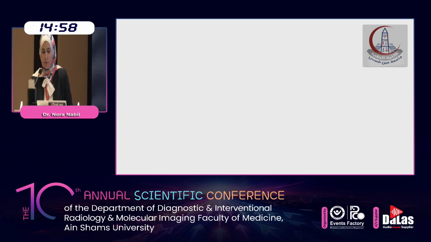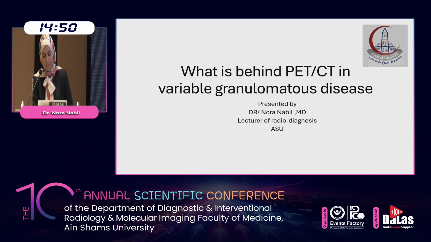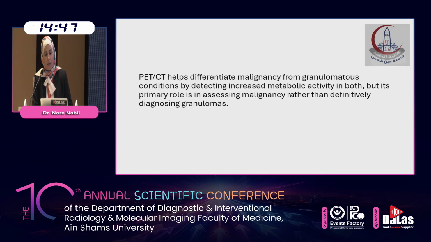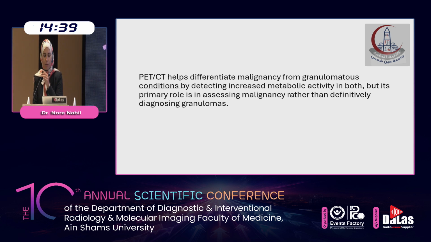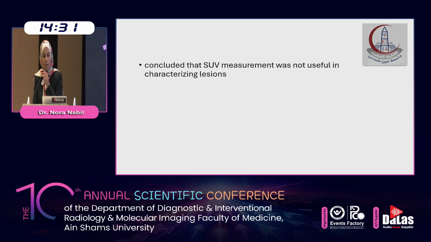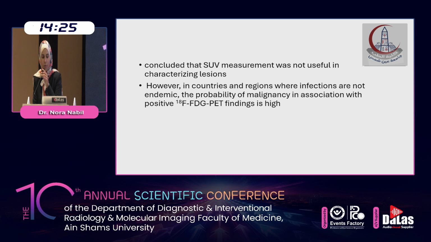Good morning, dear colleagues. Today we are going to discuss what is behind PET-CT in variable granulomatous diseases. PET-CT helps differentiate malignancy from granulomatous conditions by detecting increased metabolic activity in both, but its primary role is in assessing malignancies rather than definitively diagnosing granulomas. It was concluded that SUV measurements were not useful in characterizing lesions. However, in countries and regions where infections are not endemic, the probability of malignancy in association with positive PET-CT is high.